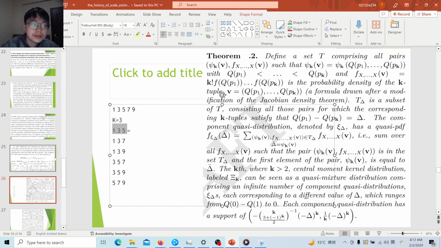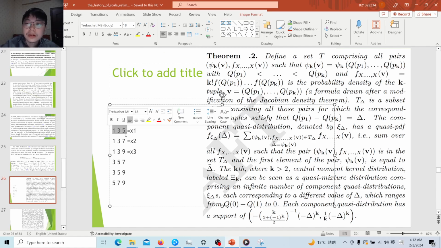This result is not as simple as the pairwise differences, so I do not compute it, but there is a result. So, for example, I can call it X1 or X2 or X3. Anyway, there is a result. So this result is the first element in the pair. The second is the corresponding probability density of this pair, which can be computed using k times the probability density of each element.